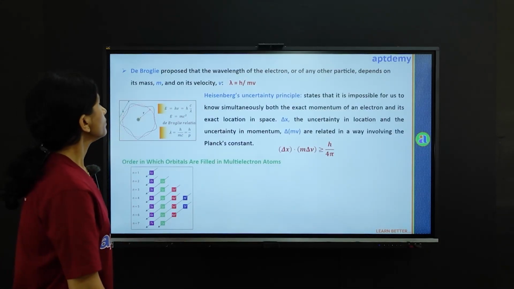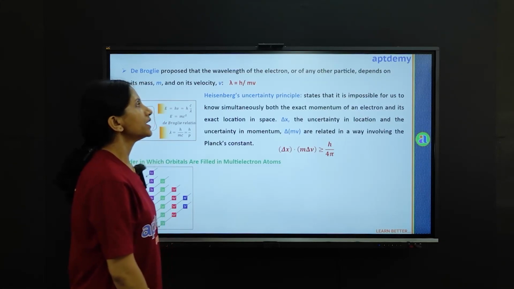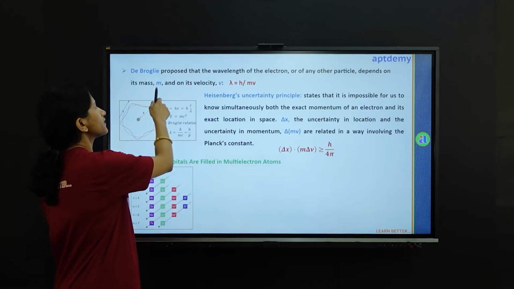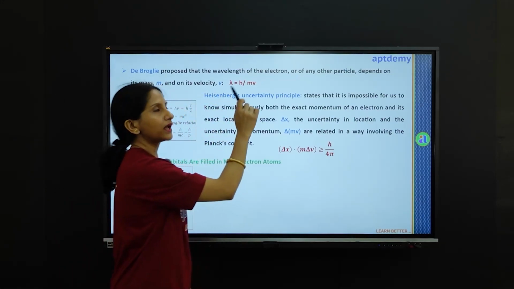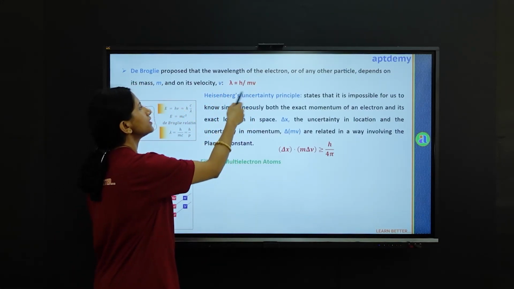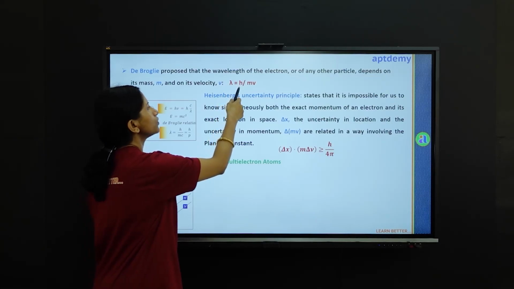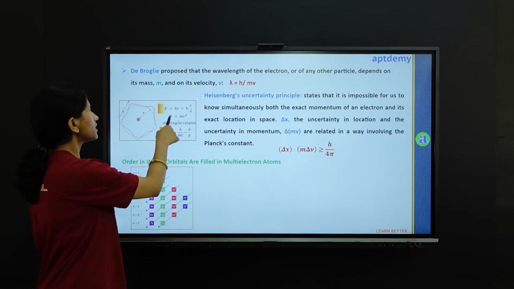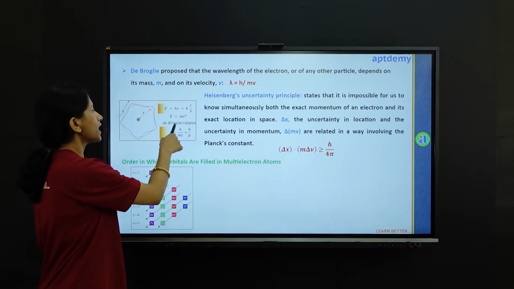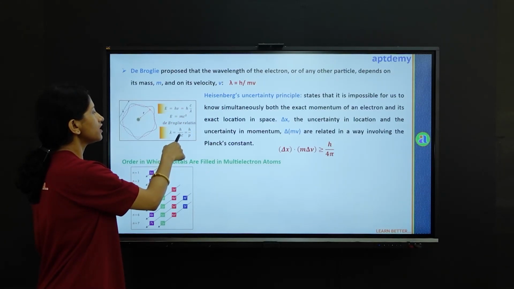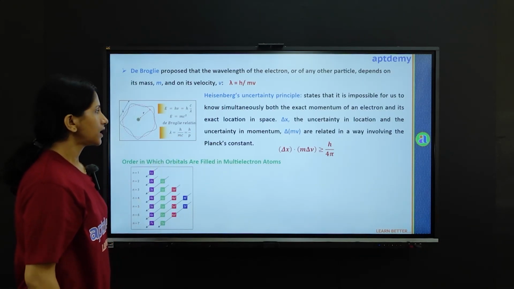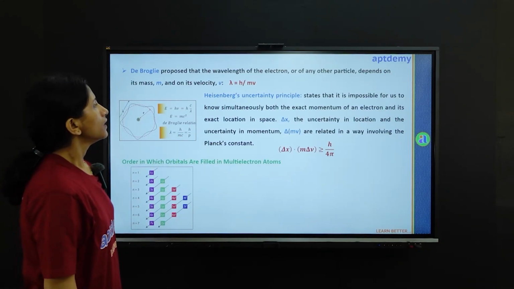Later de Broglie proposed that the wavelength of the electron or of any other particle depends on its mass m and on its velocity v, and de Broglie's equation can be represented in the following manner, that is lambda is equal to h by mv. And you can see from this schematic that it can also be written as lambda is equal to h by mc or equal to h by p, that is the momentum.